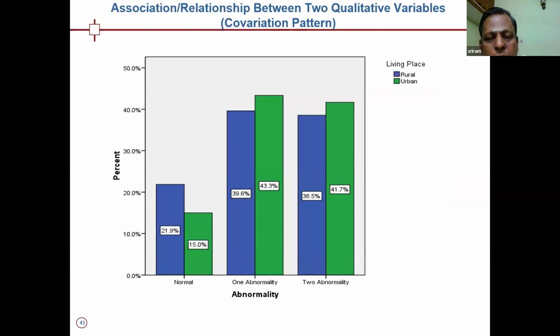And you can show the relationship between a risk factor and the outcome. Living place is more of a risk factor here, and abnormality is more of an outcome here. I want to see if there is a relationship between the risk factor and outcome. Both are qualitative factors, that's why you are using bar charts. It depends upon whether your risk factor is qualitative or quantitative, and whether your outcome is qualitative or quantitative.